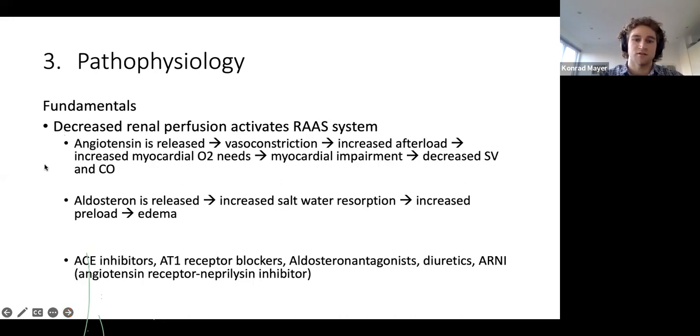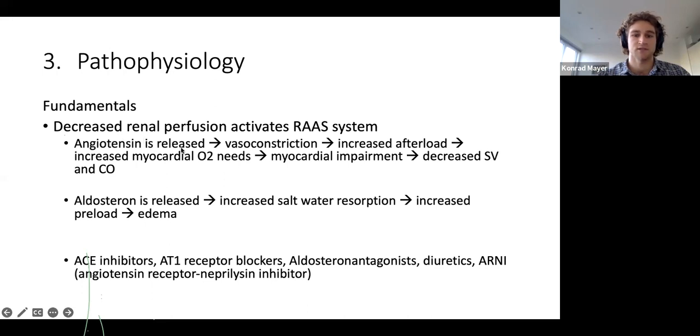The next fundamental physiology that needs to be understood when talking about heart failure is the decreased renal perfusion activating the RAS system, the renin, angiotensin, aldosterone system. When the kidneys are hypoperfused, they do not get enough blood, as is the case in heart failure, as I showed earlier with left ventricular heart failure. What happens? Two things happen.